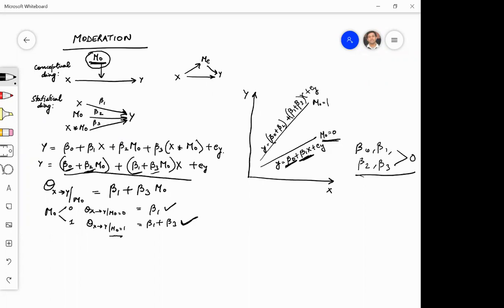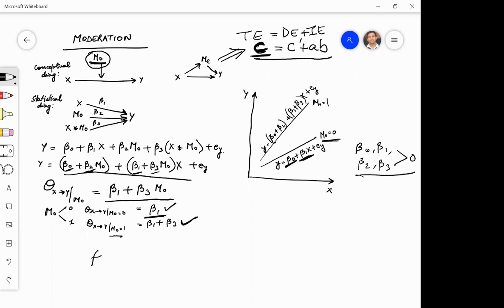between X and Y. In mediation, remember what did we say? We said that the total effect never changes. Mediation breaks it down into two effects. So this was the total effect, this is the direct effect, and this is the indirect effect, right? So mediation does not change the total effect. The total effect remains the same. However, in moderation, the effect actually changes. It becomes beta 1 plus beta 3 times MO.